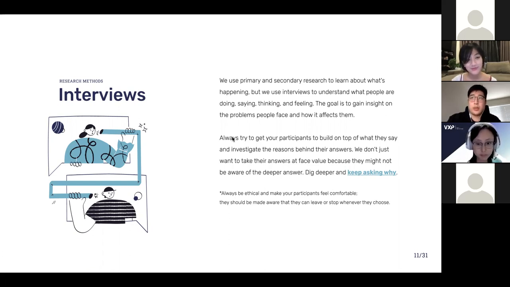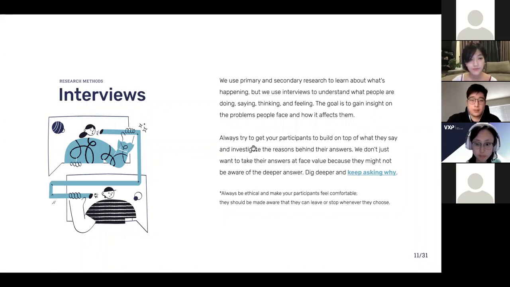And we always have to be ethical. If you need to learn about rules of ethics, you can search up something called the Tri-Council Policy Statement, the TCPS, and their ethical conduct for research involving humans. But essentially, you always want to respect the participants, respect their time, and make them feel comfortable. And they should be made aware they can leave whenever they want to.